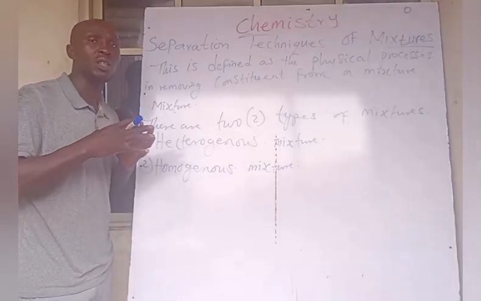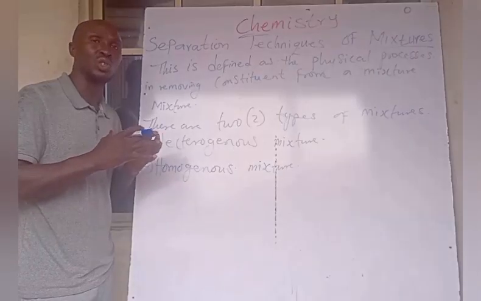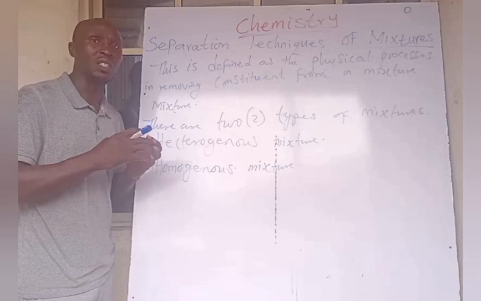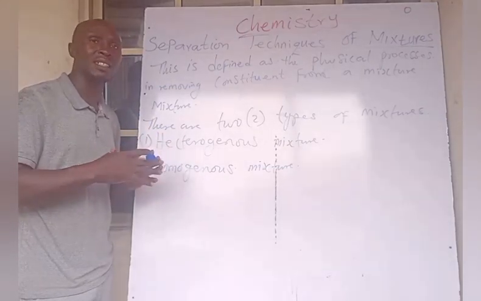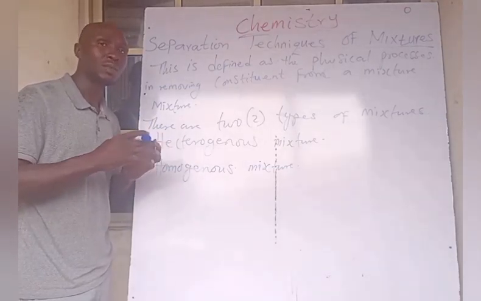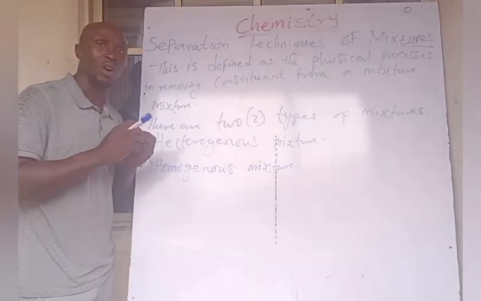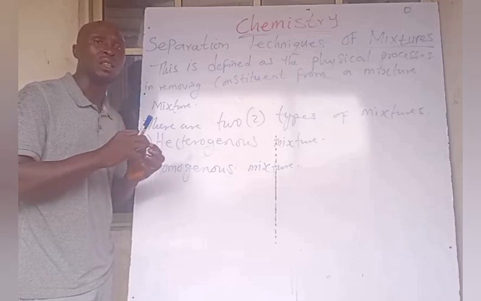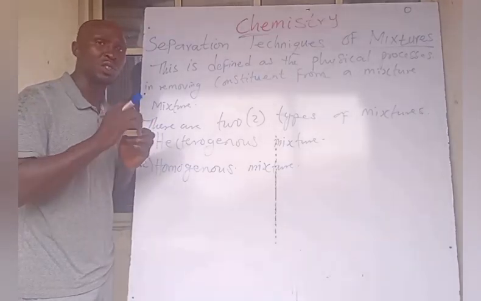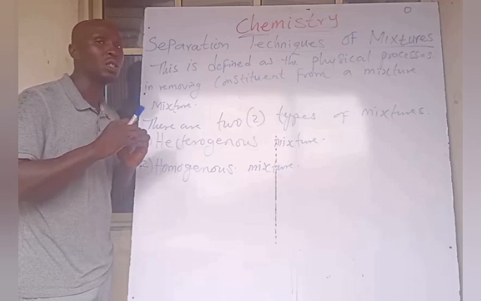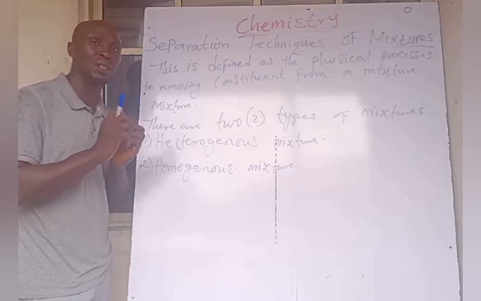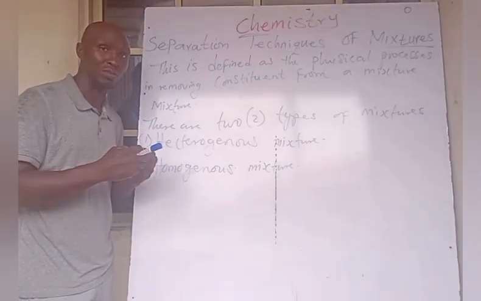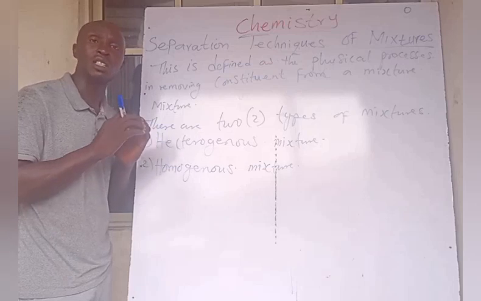Now let me give you a simple example of a heterogeneous mixture. When you mix sand and water, you get to see that the sand still remains where it is. Or let me give you another example. When you have a cup of rice mixed with a cup of beans, this is a heterogeneous mixture, because the rice and the beans still retain their physical properties. Talking about the shape, the size, the color, they still remain the same.